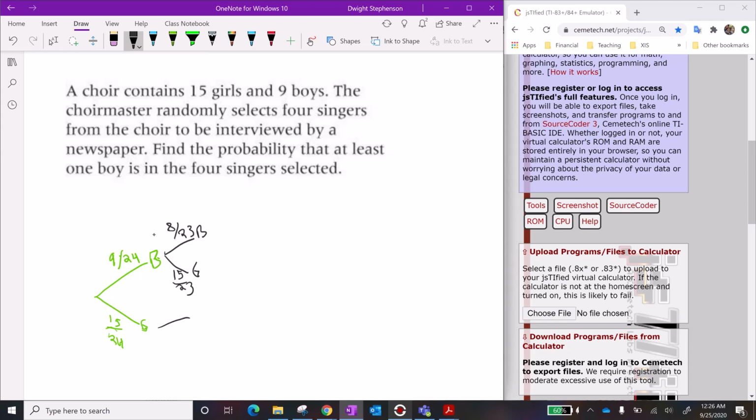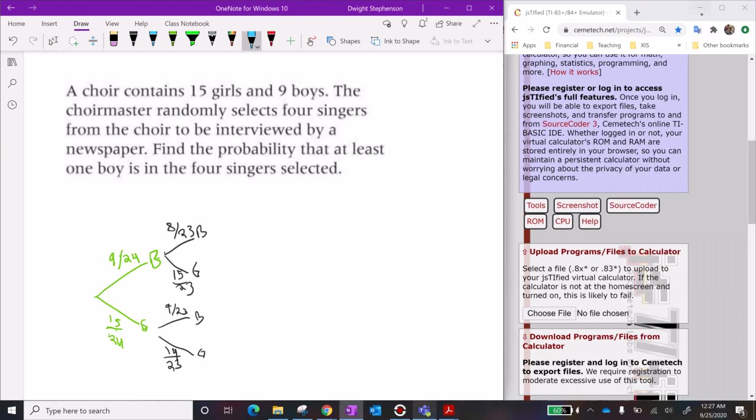Same idea down here. What's the probability to pick a boy, given that I already picked a girl? Well, there's still 9 boys left in this class, but again, only 23 students. And then for the girl, we picked one girl already, right? So this is the probability I pick a girl, given that I already picked a girl. So there's only 14 girls left and 23 total students. And then we're picking a total of 4, so we need to keep going with this and find the next one here.